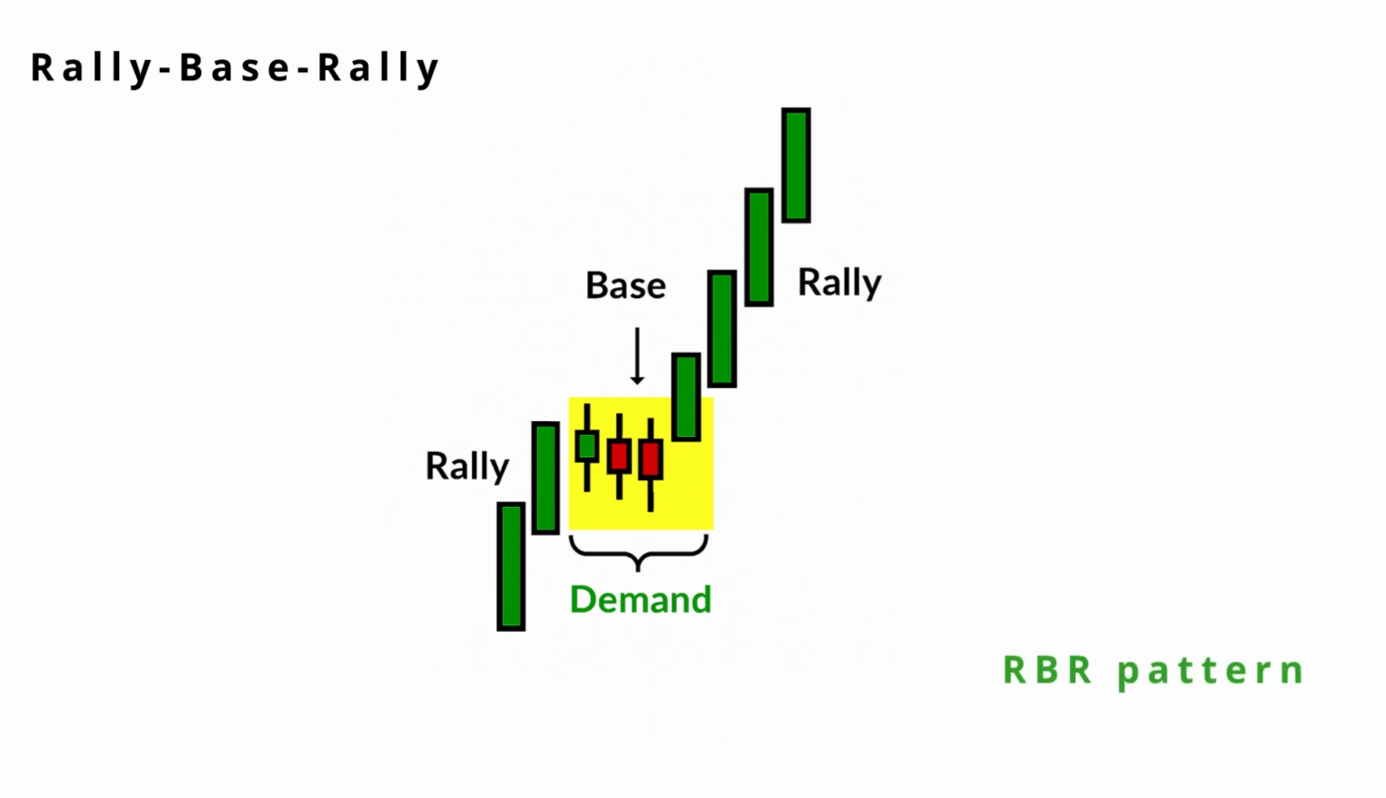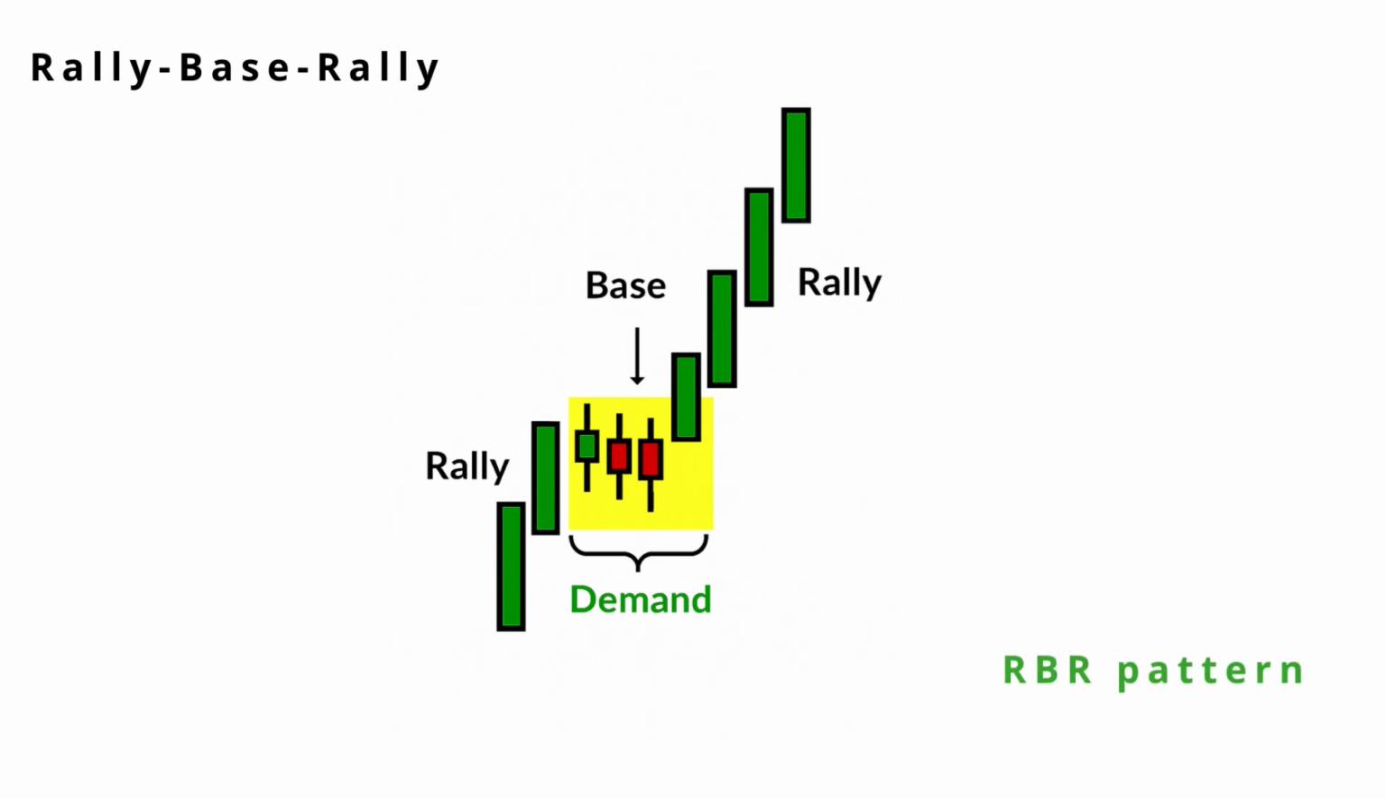Rally 1, the price is initially moving upwards strongly, driven by significant buying pressure. Base, then, we see a period of consolidation. The price trades in a relatively tight range. This base is where smart money is accumulating shares. It forms a strong demand zone, indicating that buyers are ready to step in again.